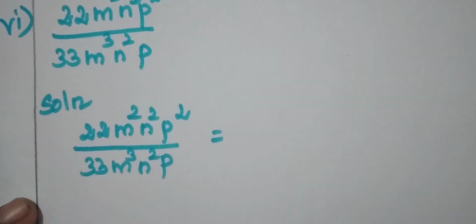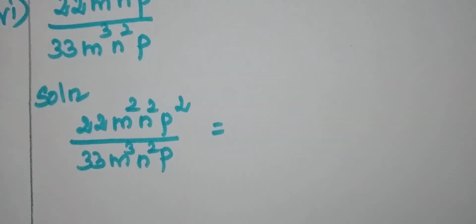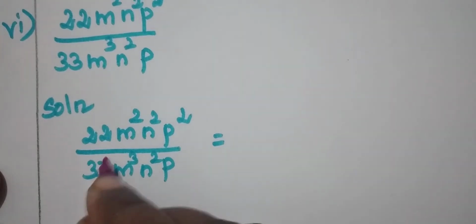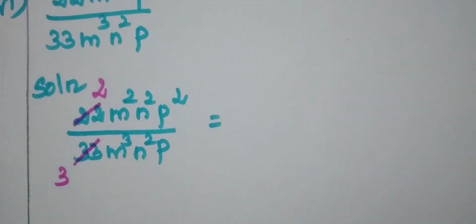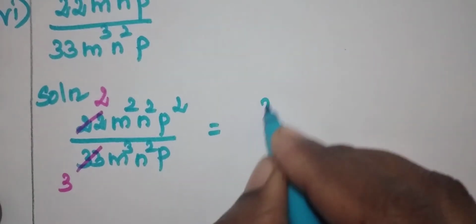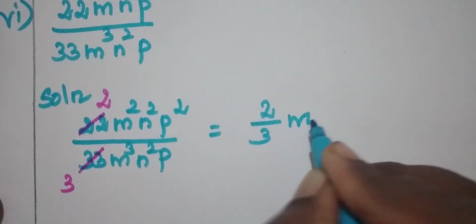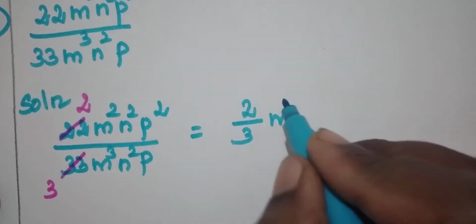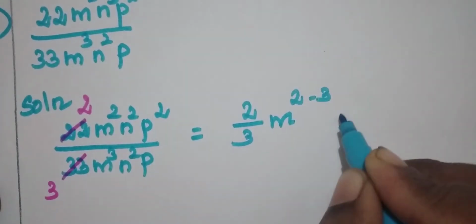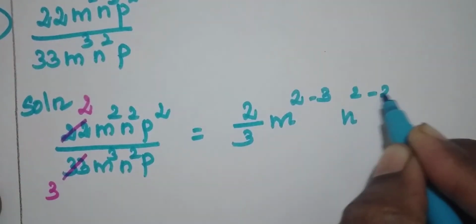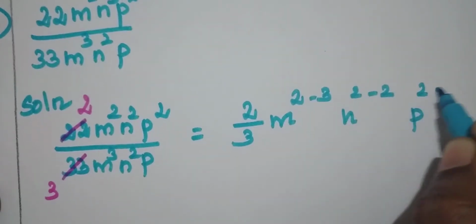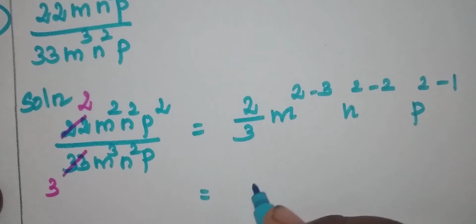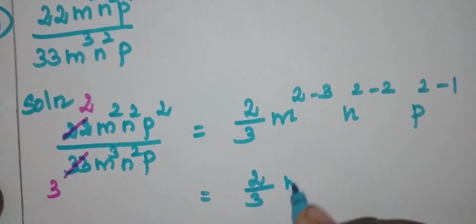Yes. Here the number 22 and the number 33 are cancelled by 11 tables. 2 11s are 22 and 3 11s are 33. So you can write the number as 2 by 3 m power. What's the value of a power m divided by a power n? Yes, a power m minus n. So here m power 2 minus 3, n power 2 minus 2, p power 2 minus 1, which is equal to 2 by 3 m power.